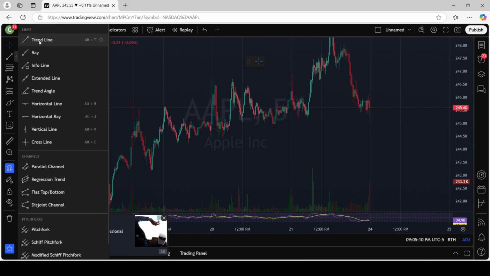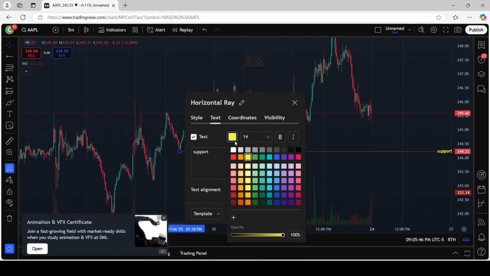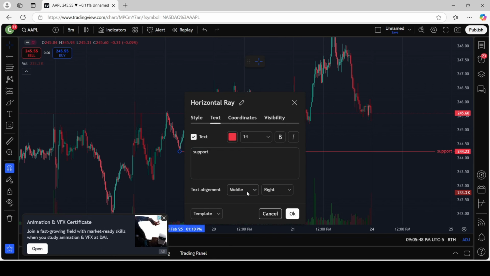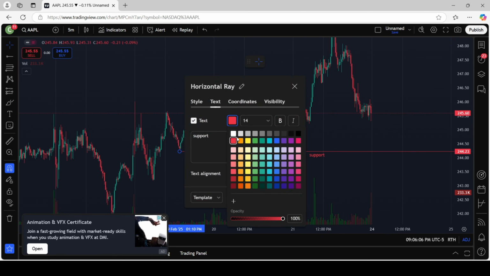If you wanted to add some type of text to it, you just go to text. Wherever you want it, you put middle, top, bottom. I use bottom. Then I put center. You can put right, left. It's up to you, all your preference. So now I know that this right here is a support level. I actually want that blue.